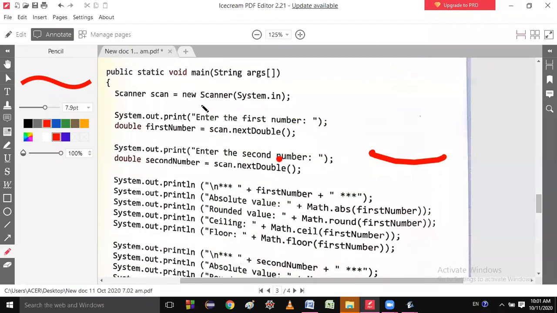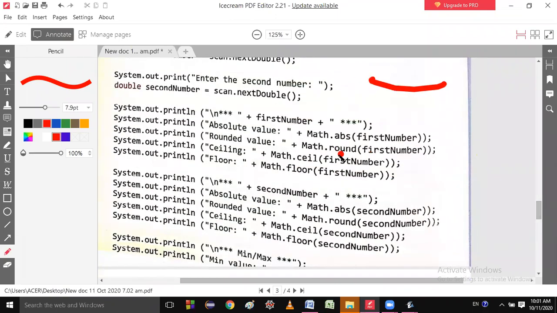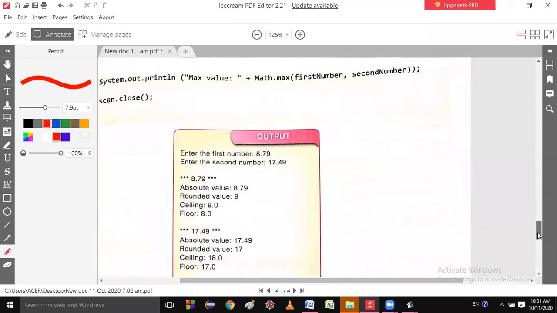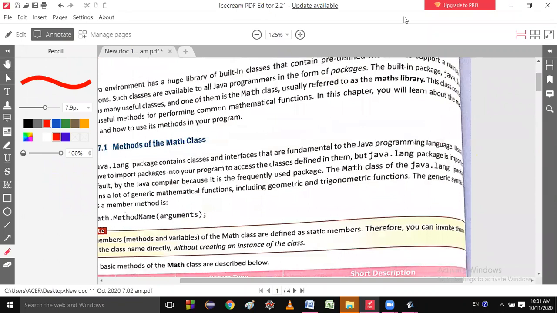Scanner nextDouble, you get the first double number. Scanner nextDouble, you get the second double number. Then you will do absolute, round, ceil, floor for the numbers. It's very easy. Easy or not? This is very easy.